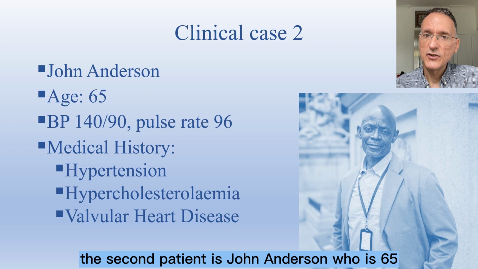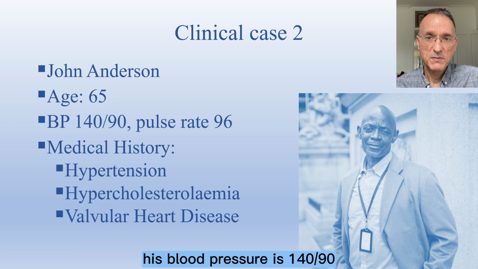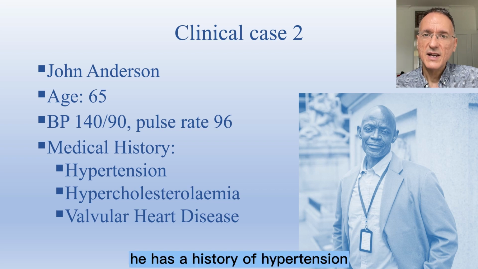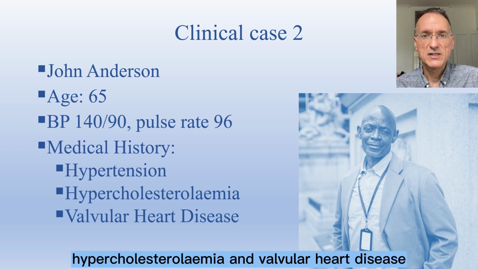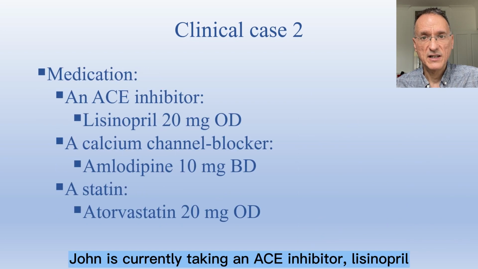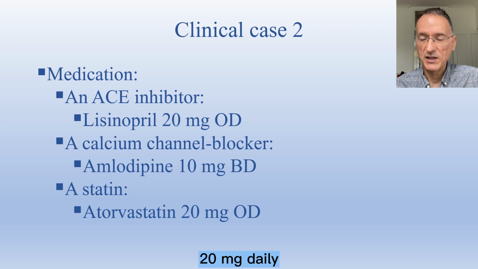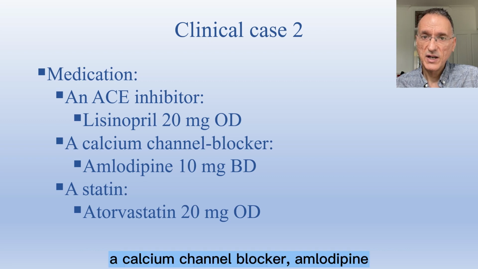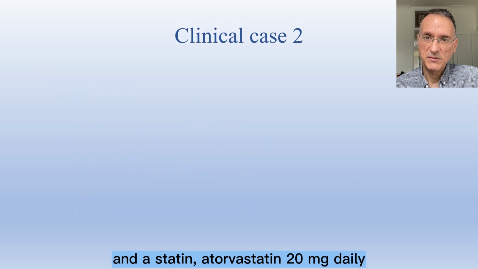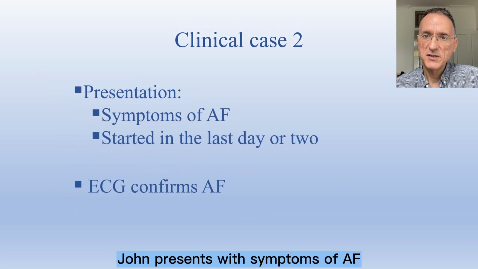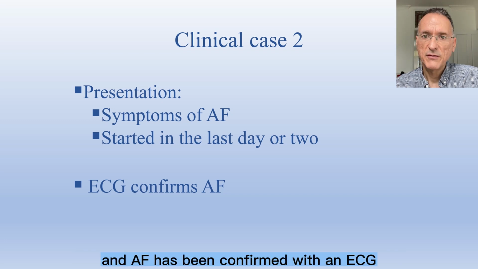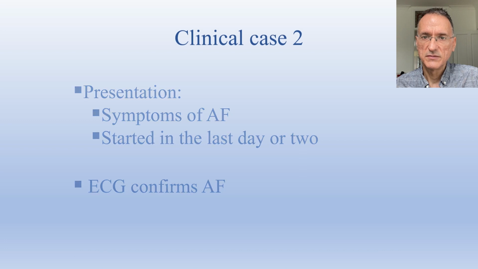The second patient is John Anderson, who is 65. His blood pressure is 140/90 and his pulse rate is 96. He has a history of hypertension, hypercholesterolemia and valvular heart disease. John is currently taking an ACE inhibitor, lisinopril 20 mg daily, a calcium channel blocker, amlodipine 10 mg daily, and a statin, atorvastatin 20 mg daily. John presents with symptoms of AF that have only just started in the last day or two, and AF has been confirmed with an ECG.